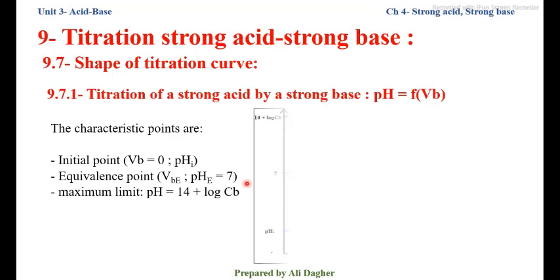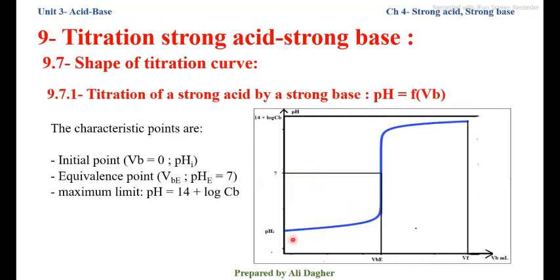The shape of the curve is: the initial point, the equivalence point, and the maximum limit. The curve is formed of three parts. First part, the pH increases slowly. The curve forms a flat line. Second part, pH increases rapidly and the curve forms a jump of pH.